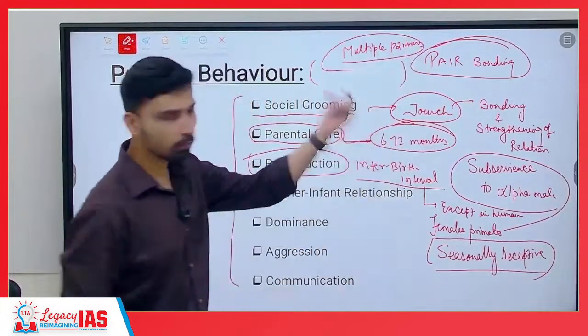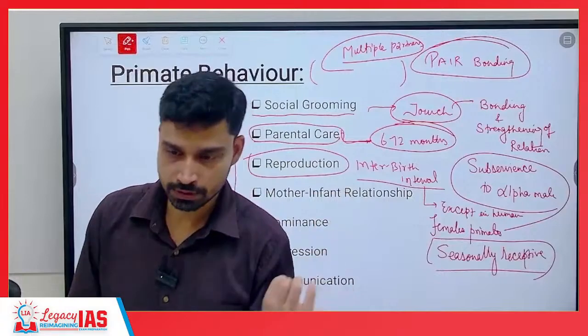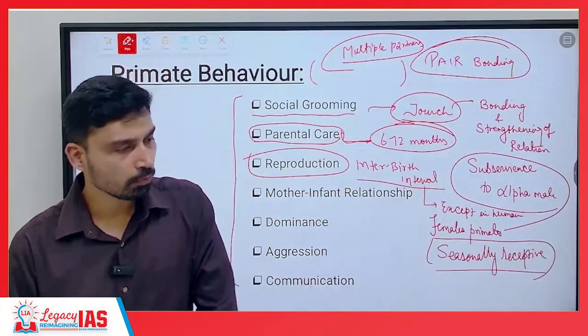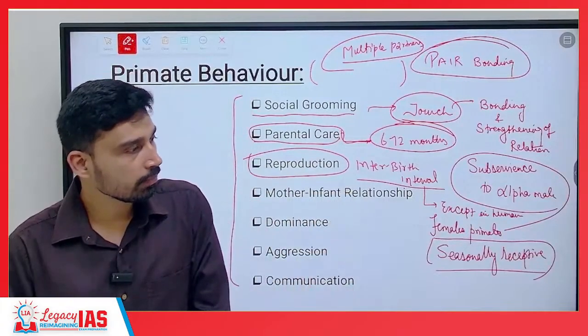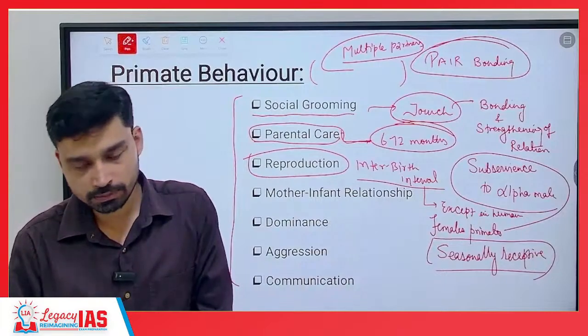So the pair bonding refers to what? Monogamous kind of system. Okay, lifelong we have one partner. So pair bonding is only seen in gibbons. In other apes, such kind of system is not exhibited.